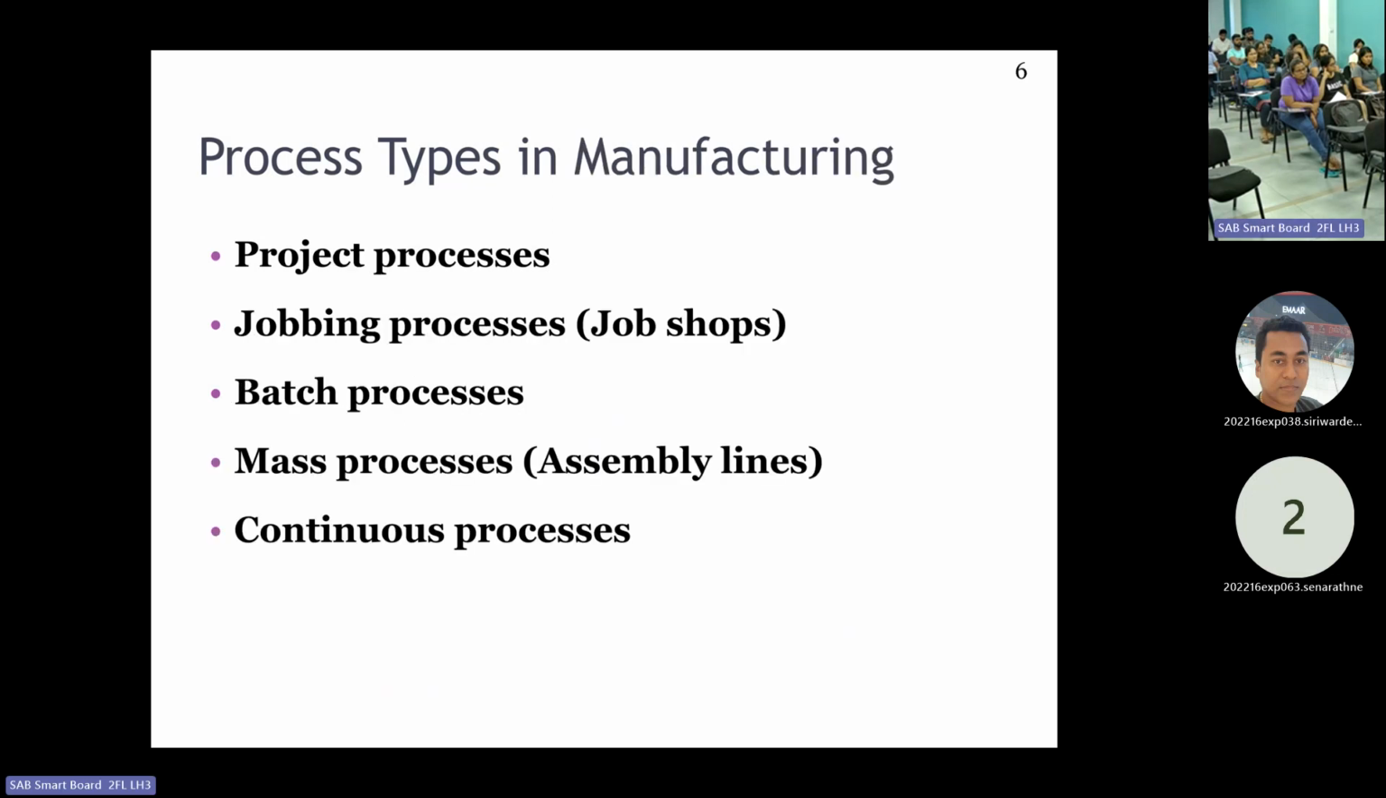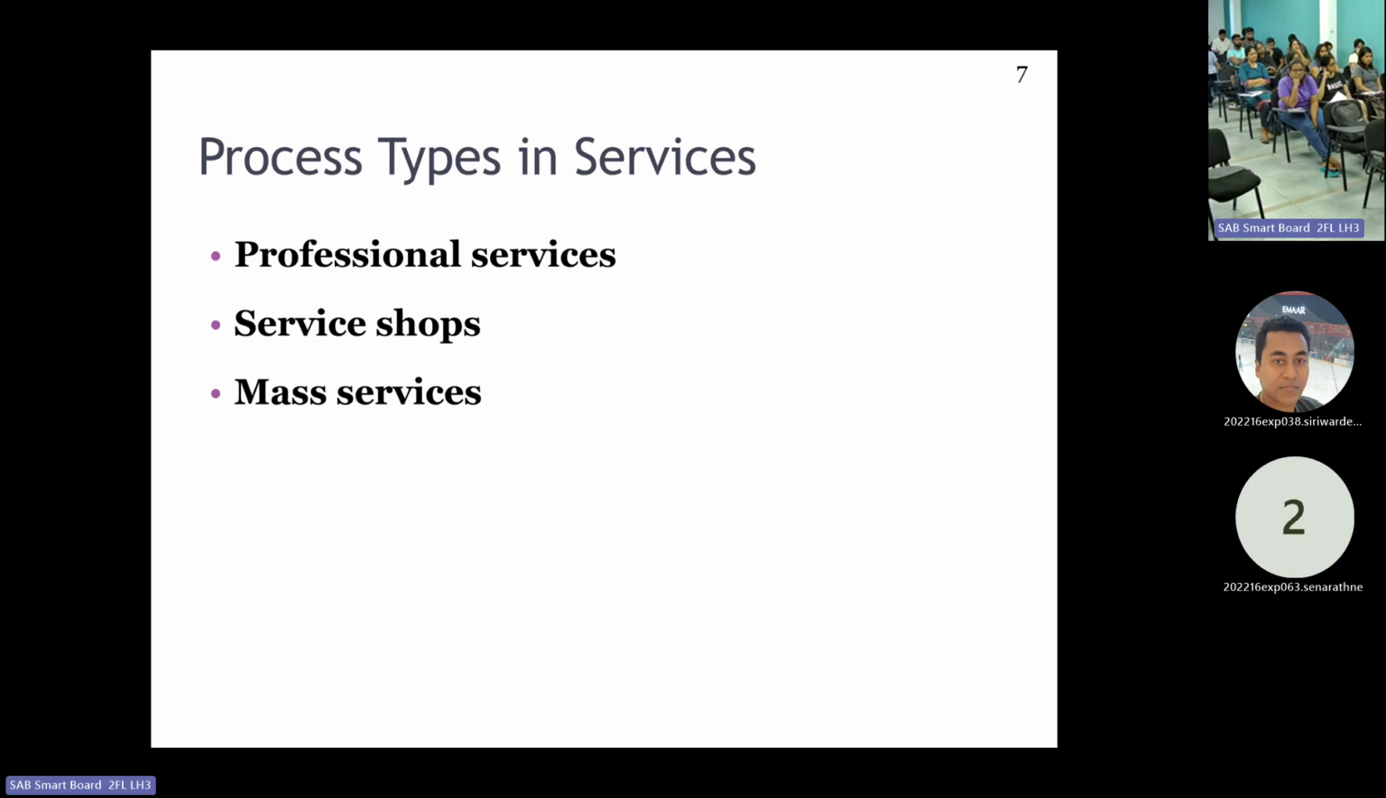So 5 process types for manufacturing and 3 process types for service. One might ask, is that all? Are there any more? There can be, maybe by combining different process types. But primarily we can classify whatever processes into these 5 for manufacturing and 3 for service. It helps us in studying, it helps us in comparing, it helps us in managing. That is the purpose of classifying.